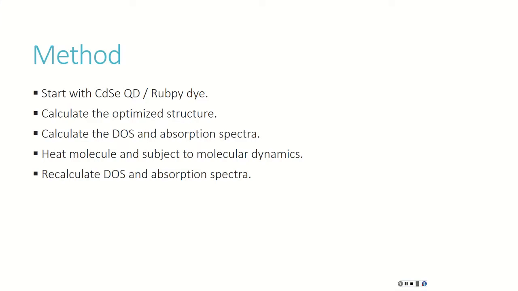So to look at what I did, I started with the system. I calculated the optimized structure, found the density of states and absorption spectra. Then I heated the molecule and subjected it to molecular dynamics. And then I recalculated the density of states and absorption spectra. Pretty simple. I heated it to 2000 Kelvin. I don't know if it actually got to that temperature, but that's what I set it to.